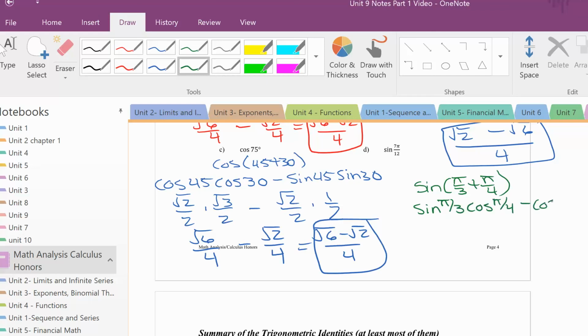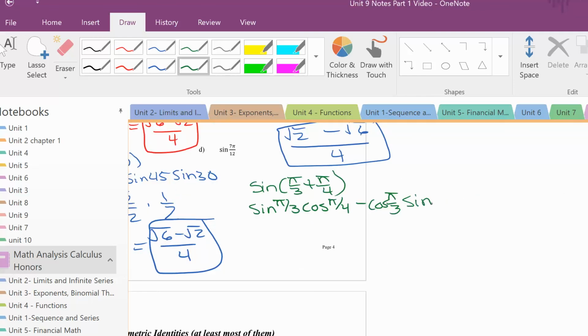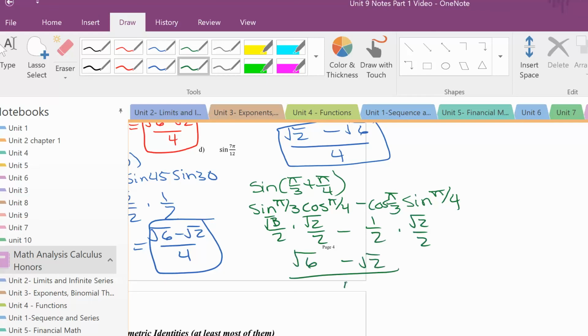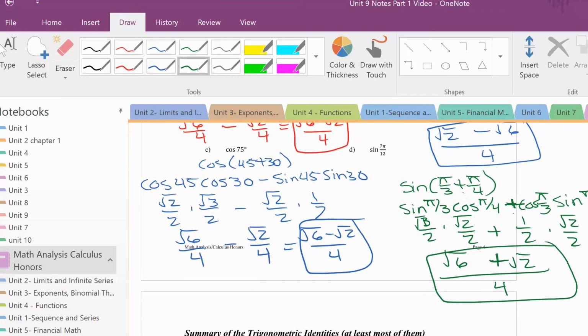Minus cosine pi over 3. So sine pi over 3 is rad 3 over 2, sorry. Cosine pi over 4 is rad 2 over 2 minus 1/2 times rad 2 over 2. So it's rad 6 minus rad 2 over 4. Actually, sorry, it's plus, because this will be a plus. Because remember, sine, it's the same sign. It's cosine that is opposite.